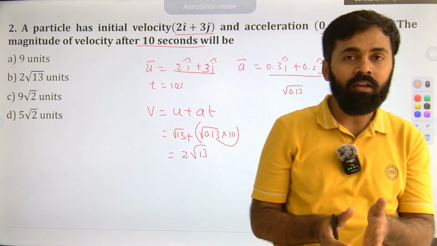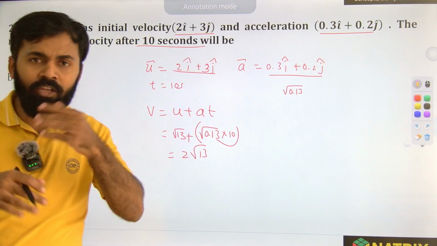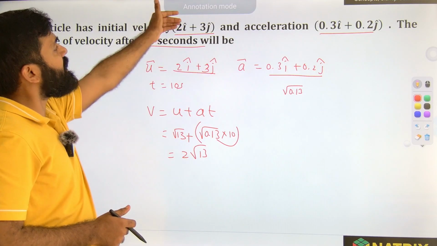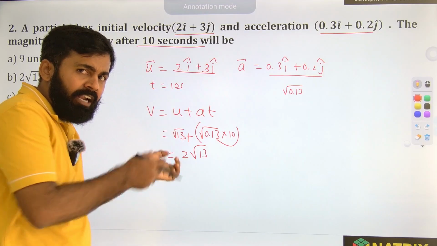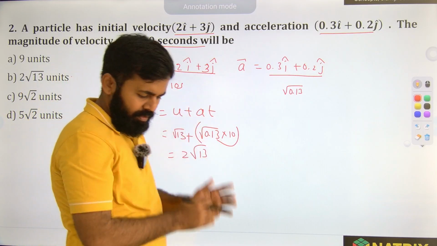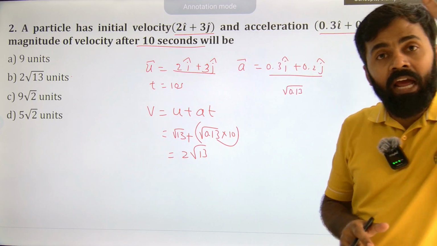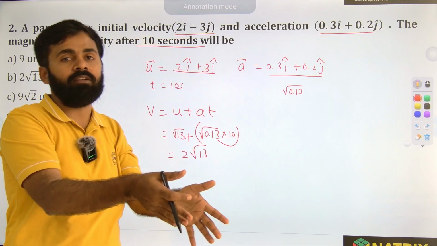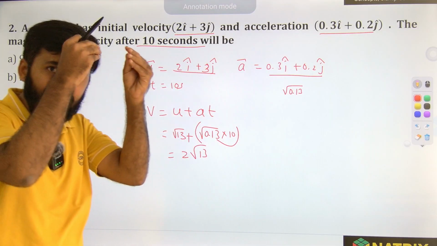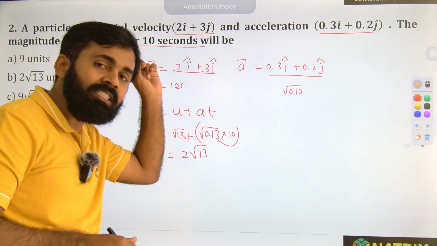But that is wrong. So where did you go wrong? What you did is, you have calculated the magnitude and substituted them in the formula. What you should be doing instead? You calculate the final velocity first in terms of vector, then find the magnitude. See, this is the second mistake.